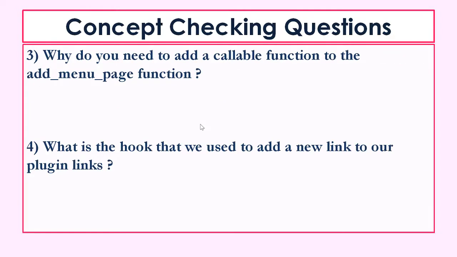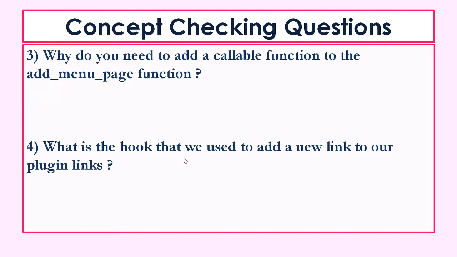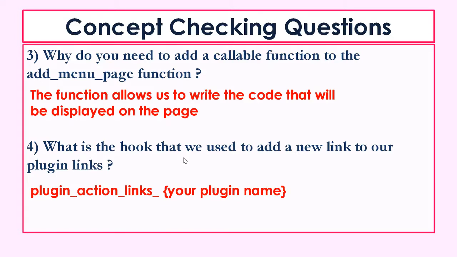Why do you need to add a callable function? Well, the function allows us to write the code that will be displayed on the page. So in that function, we write what we want to be displayed on that new menu page. And the last one, what is the hook that we use to add a new link to our plugin links? And that is the plugin action links. And do remember that you have to add your own plugin name. A good way of doing that is to add the plugin base name and use this code to automatically find out what the correct name is.